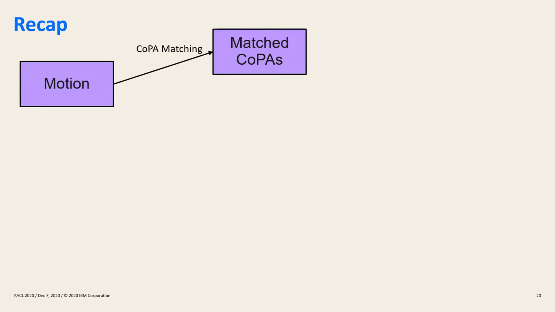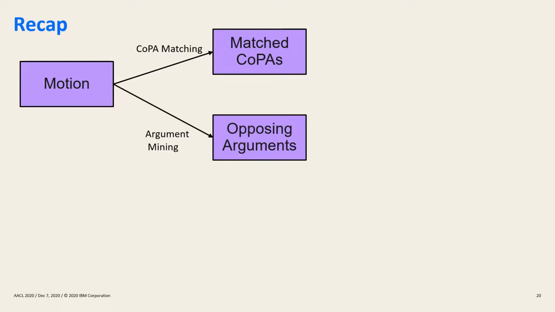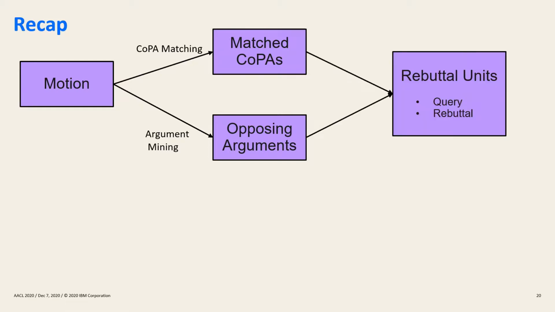So to recap, how does the system work? We start with a motion. We do COPPA matching to the motion. Then we have a set of classes which match this motion. We also do argument mining, and we find arguments, namely claims, which oppose our stance towards the motion, which have the opposite stance. Based on these, we build the rebuttal units.